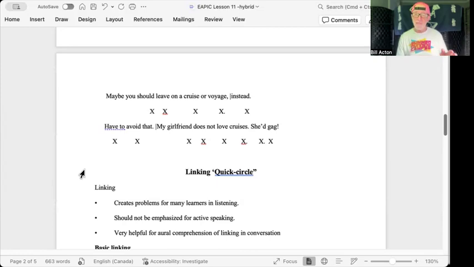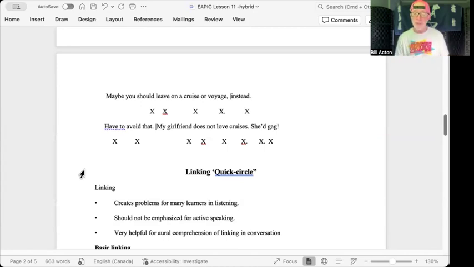She'd gag. So again, after you've done it with the pushing from left to right, then go through a couple times the Tai Chi. Have to avoid that. My girlfriend does not love cruises. She'd gag. You can do it with Tai Chi too. I have to avoid that. My girlfriend does not love cruises.